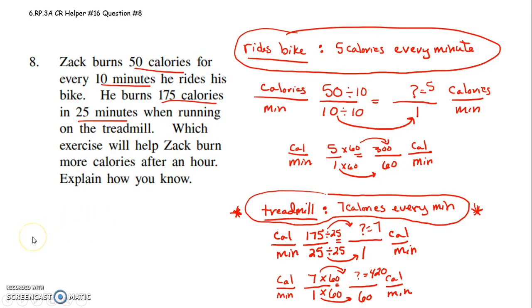I hope that helps. So the treadmill definitely burned more calories. Which exercise will help him burn more calories? The treadmill. He burns 420 calories in an hour on that, as opposed to only 300 calories on his bike. Hope that helps.